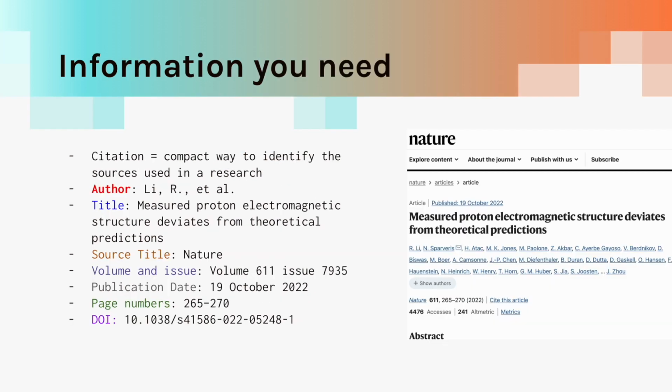As an example, we've selected a paper from the journal Nature. When citing a journal article, which is a common type of source in academic research, you will need the following information: the names of the authors, the title of the paper, the title of the journal, the volume and issue number of the publication date, the page numbers, and the digital object identifier, or DOI. For guidance on citing other types of sources, you can refer to the citation guidelines provided on our website.